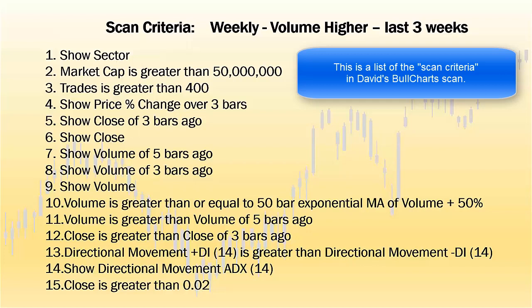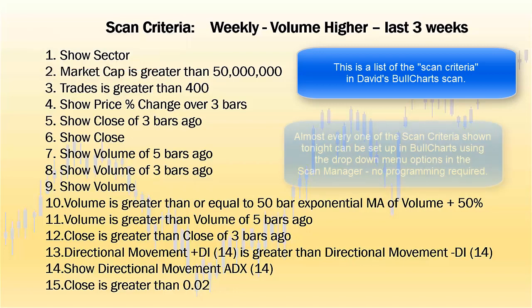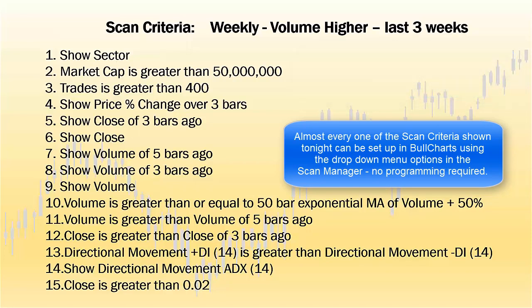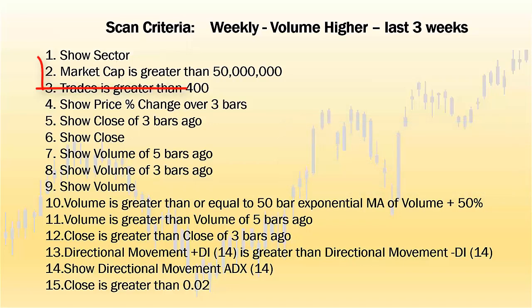So for instance, in a scan, you can put in a statement that says show sector. And you don't need to know any programming to do any of these. It's all available from drop downs. And for anyone who's not sure how to do that, we can demonstrate that as well. But for instance, you can show the sector. You can do a test to see if the market cap is greater than 50 million shares. You can do a test to see that the number of trades is greater than 400. Now this is a weekly scan, so it's 400 trades in a week.